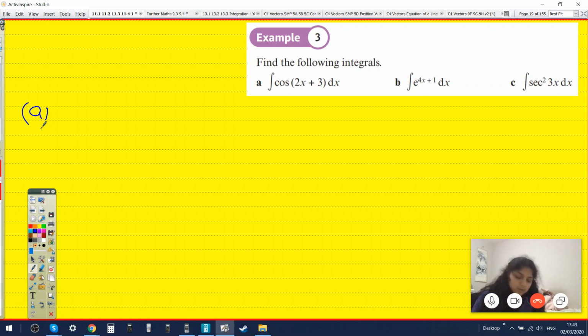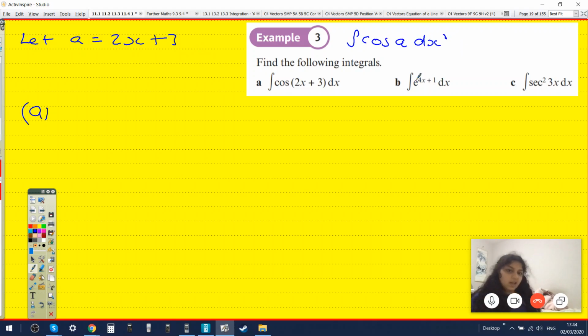Cos 2x plus 3. Okay, I'm not sure how to do it. What if it was, let a be equal to 2x plus 3? What if it was just the integral of cos a? Sine a, you would have sine a. So that would be sine a, and then you would swap back and it would be sine 2x plus 3.